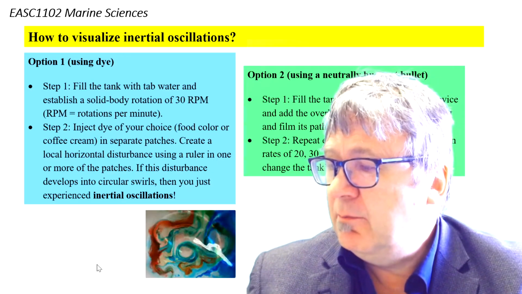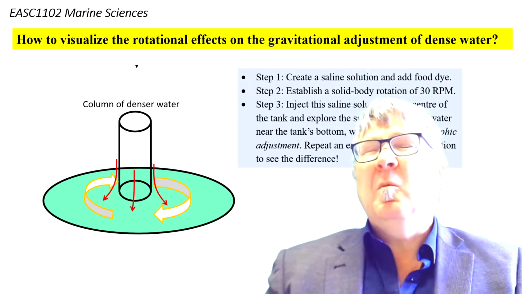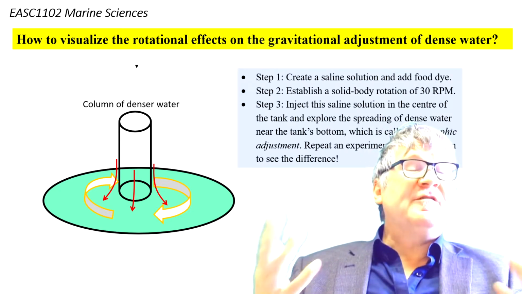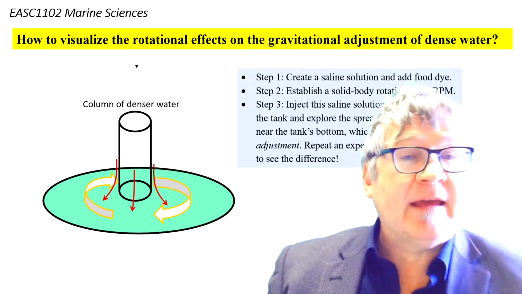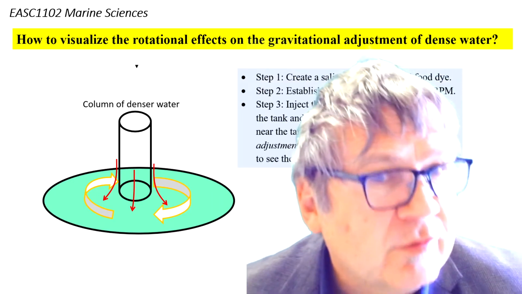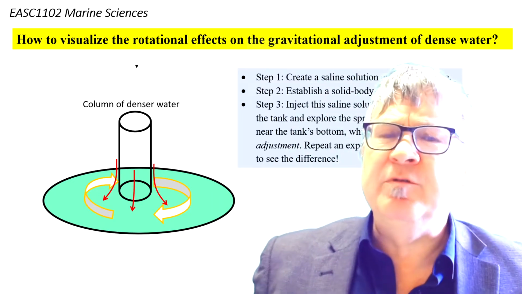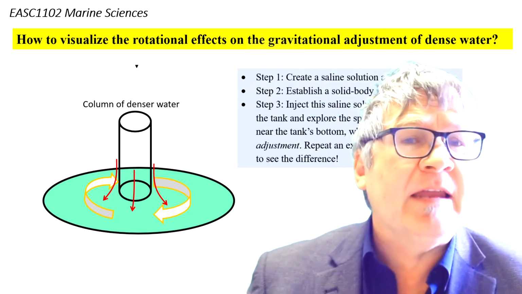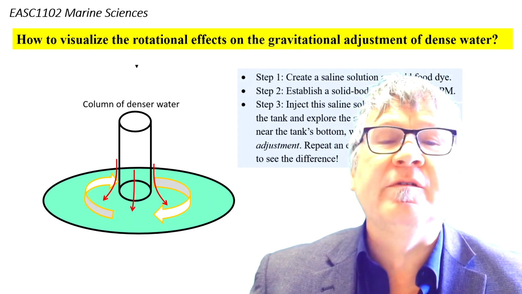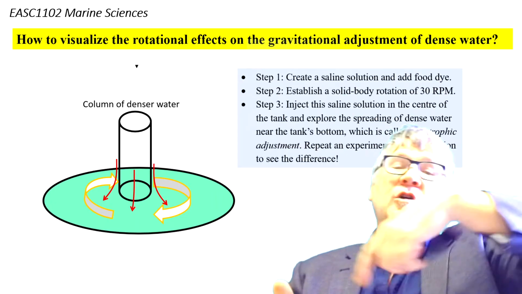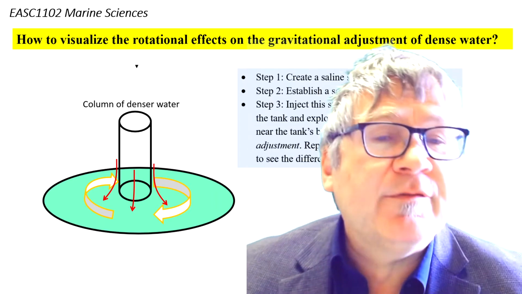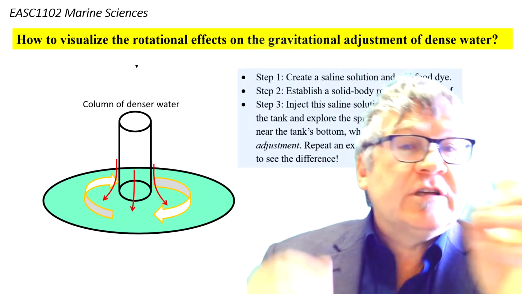Okay, the second bit is gravitational adjustment of dense water. So what you can do is inject denser water, and you know all about denser water. How do you create denser water? Well, you just produce a saline solution: you add salt, let the salt dissolve, add some dye into it, and have your tank again under solid body rotation. All right, chuck in some dense fluid and watch how it adjusts.